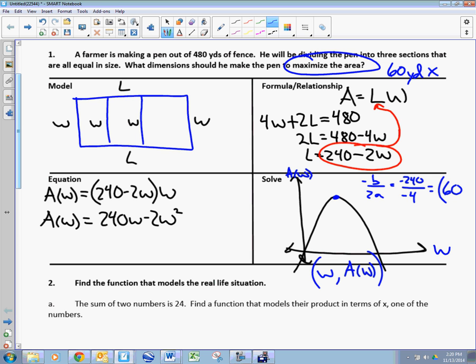So I will go to this equation. It says length is equal to 240 minus 2w. I'll plug 60 into there. And what do you get? 120.